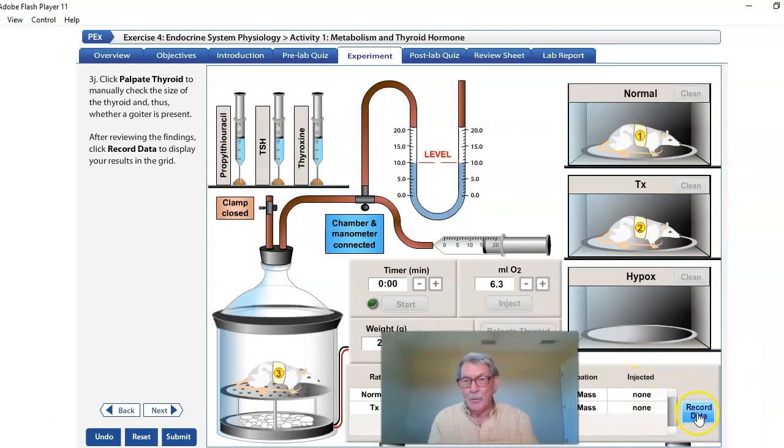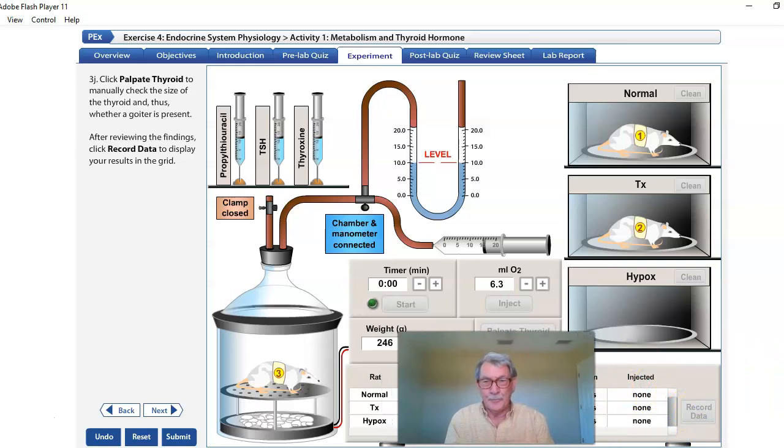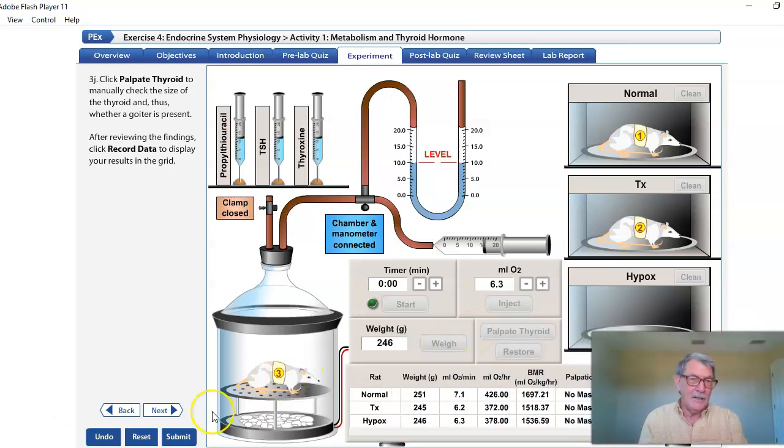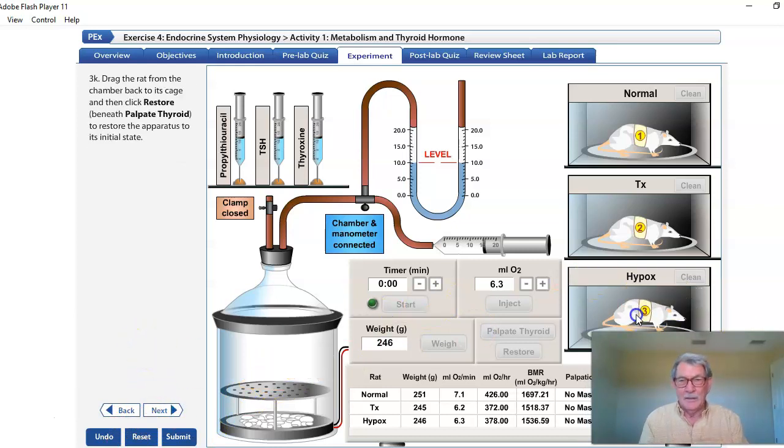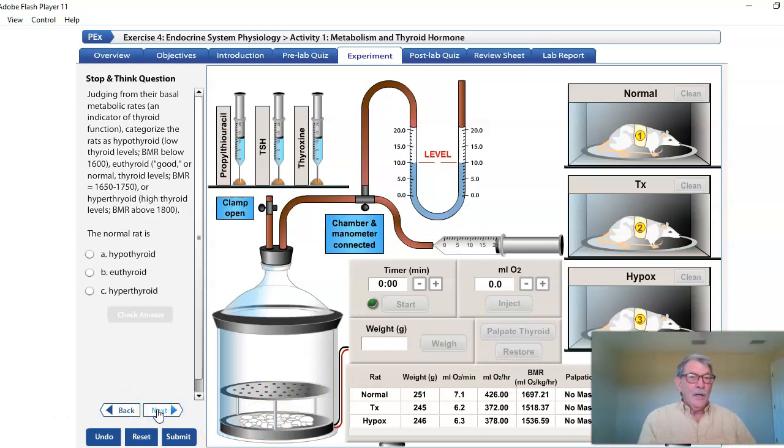So we palpate it. Again, there's no goiter on this guy. And I'm going to record the data. Next. Drag the rat back and hit restore. Okay. Next. A stop and think question. The normal rat is what? Hypothyroid, hyperthyroid, or euthyroid?